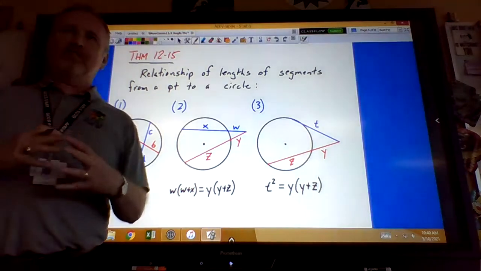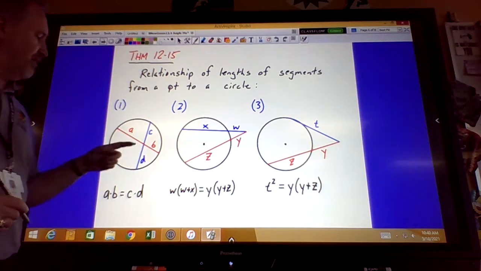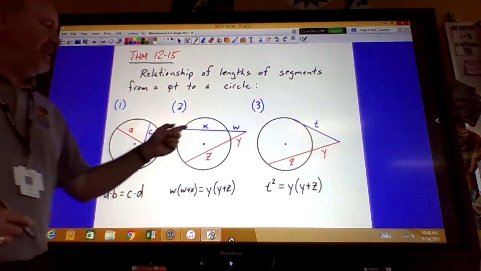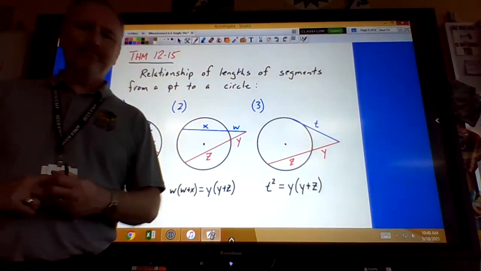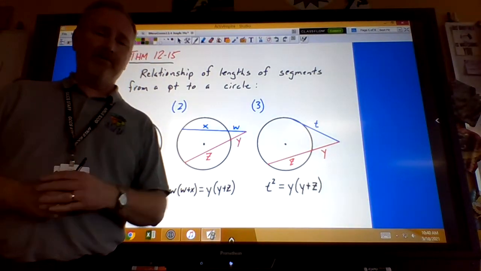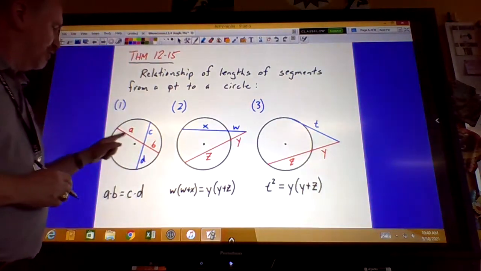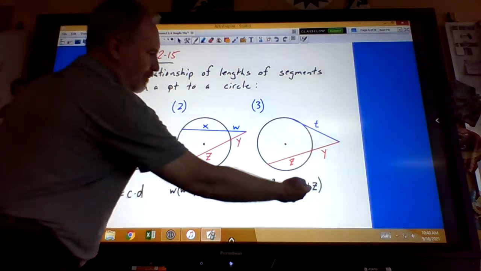So now I'm going to switch gears on you. Instead of talking about the angles and the arcs, we're going to actually talk about the lengths of these segments, these different pieces that are broken by the circle, or broken by each other too. So now forget about arcs and angles. We're talking about the actual lengths of these segments, and this looks really complicated.